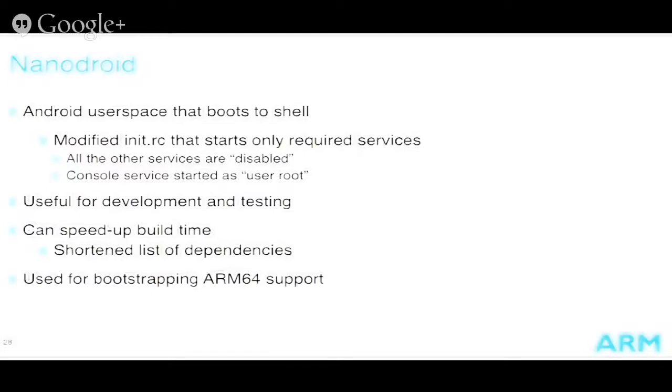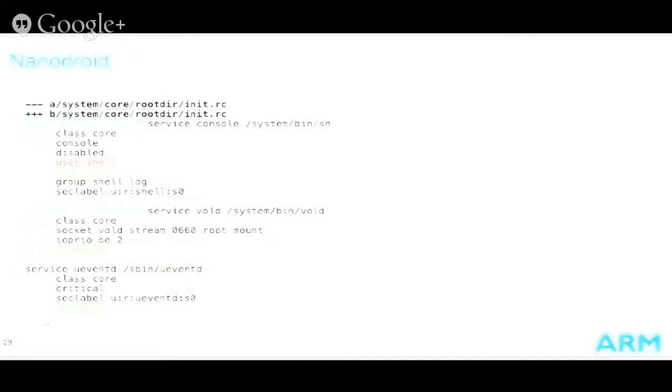We even use it now when we have the whole system booting to GUI. We use it for developing ART or any other systems that don't need the full-blown Android. It can speed up build times, and I guess most of us here that build Android know that it takes a while to build Android. So having a shorter list of dependencies automatically speeds up your build time. So you can see here an example of a nandroid init.rc, where we set special privileges to the shell and also disable some of the other services.